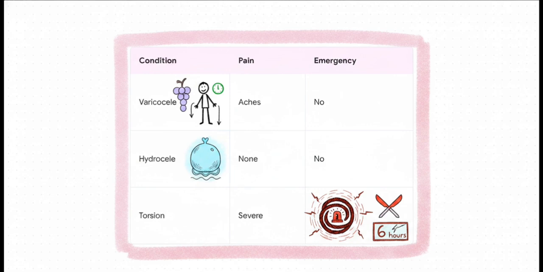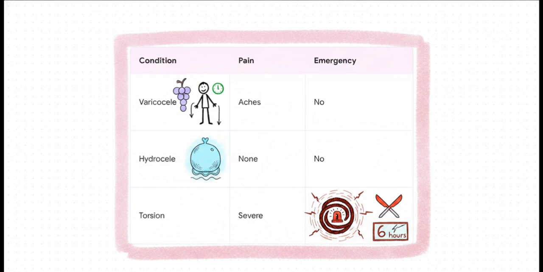First, look at the pain levels. Varicocele is a dull ache that gets worse with gravity when you stand. Hydrocele is essentially painless, just a smooth, glowing swelling. But torsion is sudden, severe, nauseating pain. Now, look over at the emergency column. Varicoceles and hydroceles give you plenty of time to think, evaluate, and plan outpatient care. Torsion demands you drop absolutely everything and call the surgeon immediately because you only have those 6 hours.